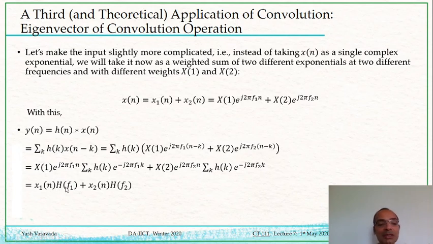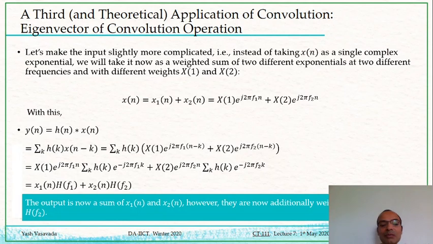Big H is evaluated at the location of that particular complex exponential, f1 for x1, and the x2 of n is rotating at frequency f2, and so it experiences a weighting which is capital H. Remember, capital H is that polynomial evaluation at frequency f2, which is what is written over here. So we have seen that the output is now the sum of x1 and x2, except these signals are additionally weighted by H of f1 and H of f2.